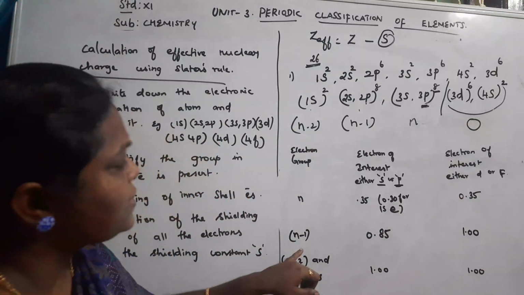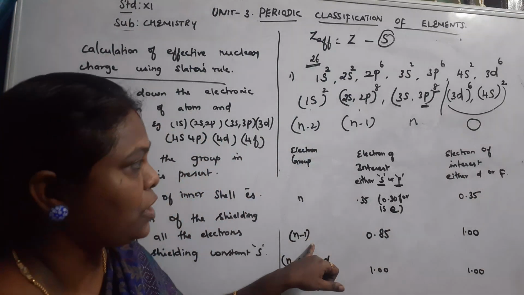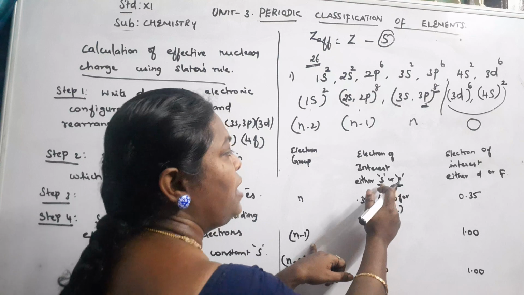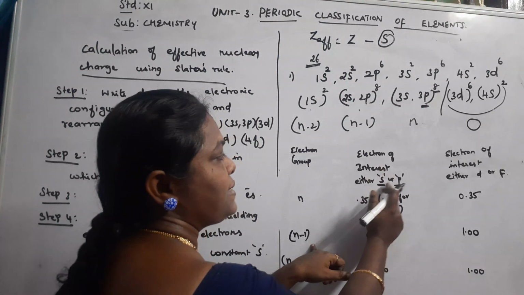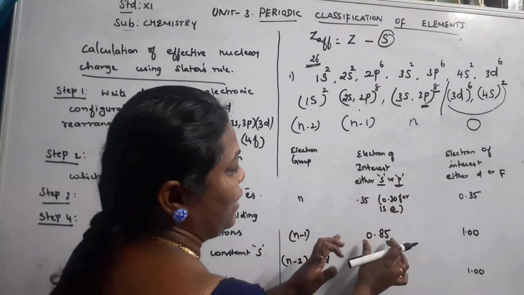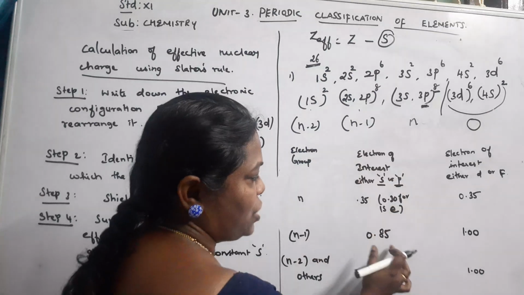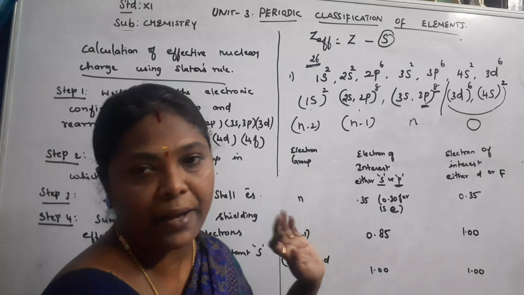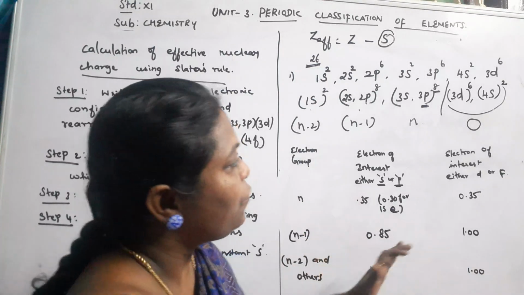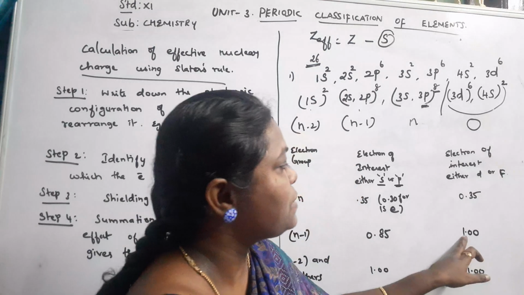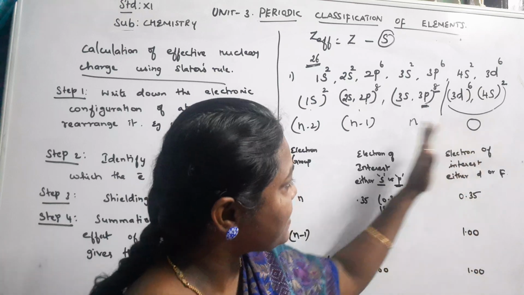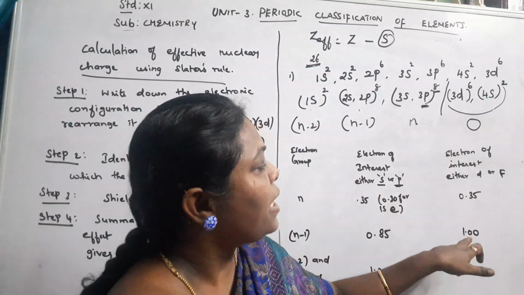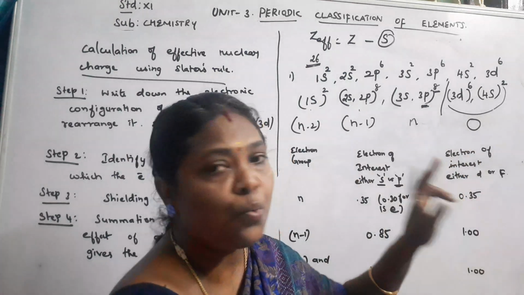Suppose it is the n minus 1 shell. In the n minus 1 shell, we consider s and p orbitals, and the number of electrons in the n minus 1 shell should be multiplied by 0.85. For d and f, the number of electrons present in the n minus 1 shell is multiplied by 1.